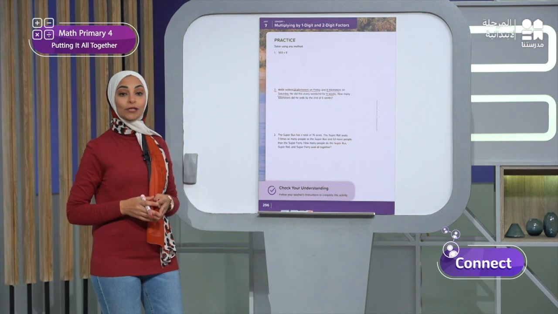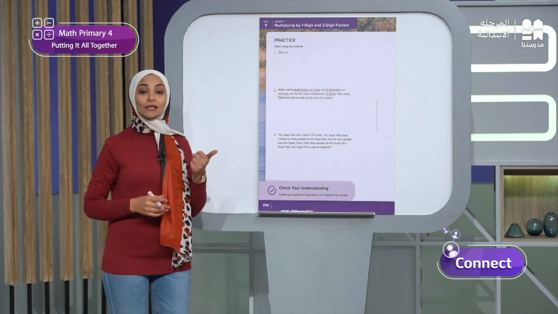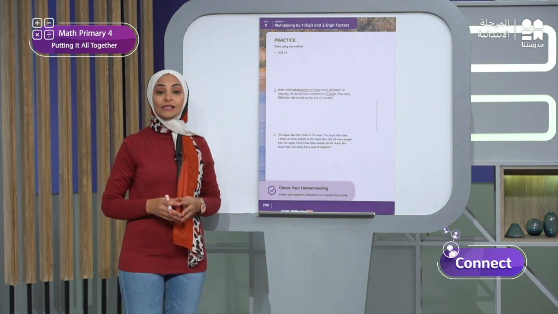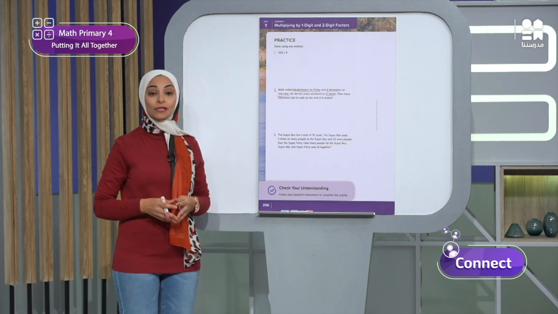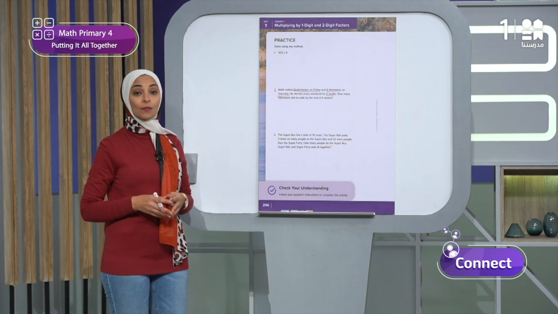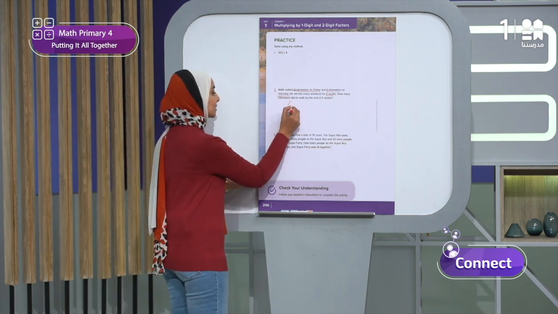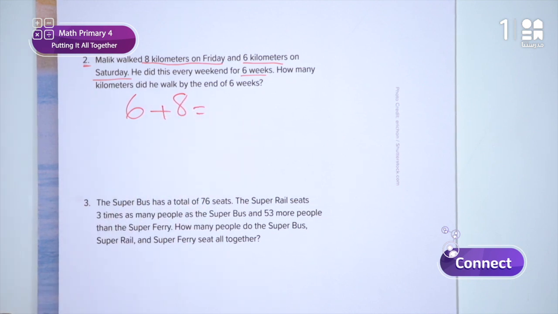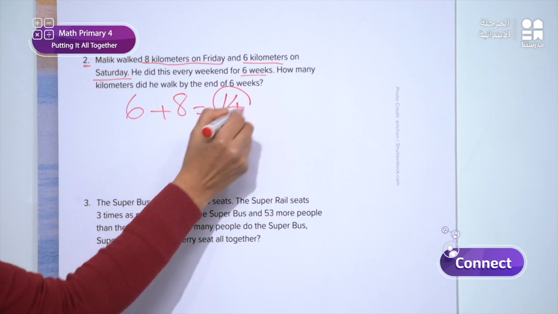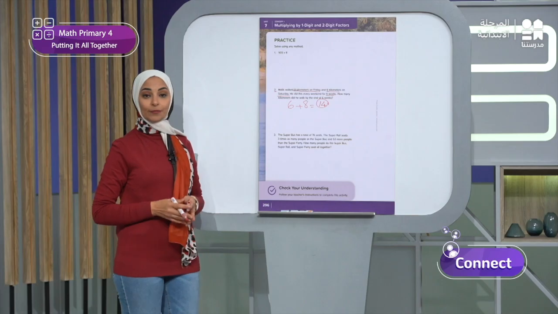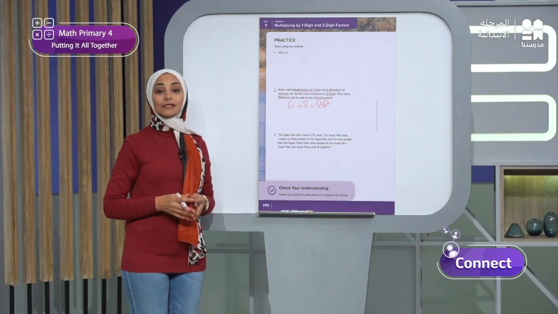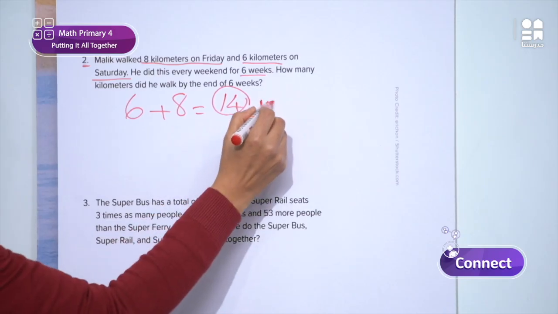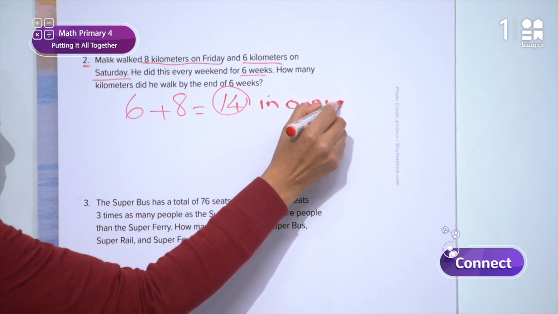To solve the problem we know that Malik walked 8 kilometers on Friday and also 6 kilometers on Saturday. So the first thing I will do, the first step, is add the two distances, 6 plus 8. Okay, 6 plus 8. Hey, 6 plus 8 equals what? Of course 14 kilometers. So this is the first step, and this is the distance that he walks in 1 week. So 14 in 1 week.